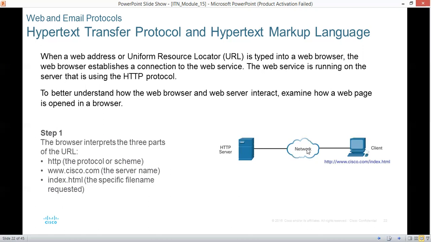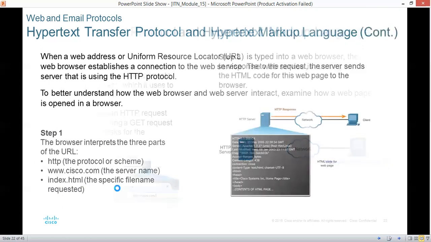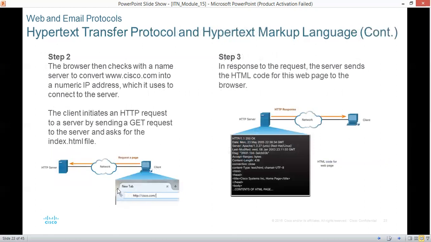To better understand how the web browser and the web server interact, examine a web page opening in the browser. Look at a step-by-step guide here. One, the browser interprets the three parts of the URL: the HTTP, the domain, which is the server name, and the index.html, which is a specific file name that must be in that folder. Those of you who do web development know that when you make changes on the link, maybe the IP address, you always go to the index.html. That is where you have the main domain information.